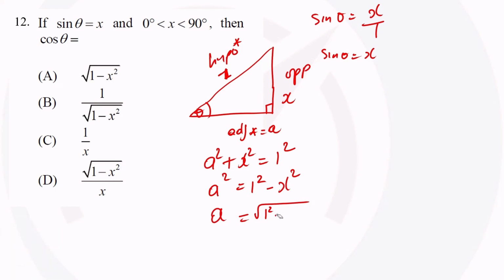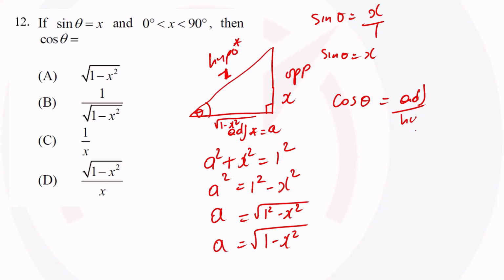Sorry, I was writing plus. Alright, so minus x squared. We know that 1 squared is the same thing as 1. So a, which will be the adjacent side, will be equal to the square root of 1 minus x squared. So this side right here is now the square root of 1 minus x squared. Now we want to find cos theta, which is equal to the adjacent over the hypotenuse. So therefore cos theta, what's our adjacent side?